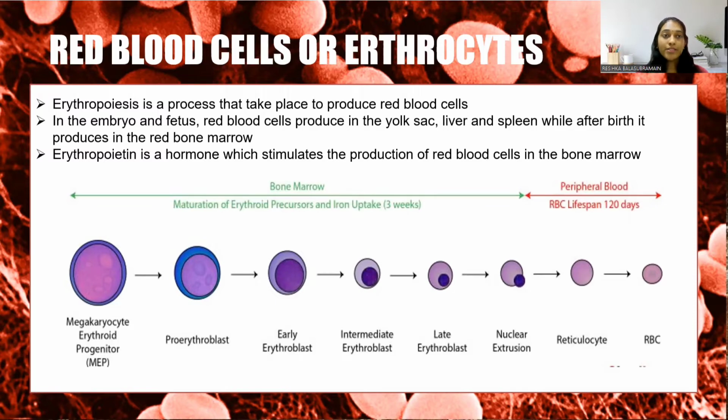At the beginning of erythropoiesis, hematocytoblasts are involved, which differentiate into megakaryocyte progenitor, and it further develops into proerythroblasts. From the stage of early erythroblasts to intermediate erythroblasts and to the late erythroblasts, the size of the nucleus will decrease. Once at the stage of nuclear expansion, the nucleus will be expelled from the cell and it will become a reticulocyte. The reticulocyte will then mature into a red blood cell.